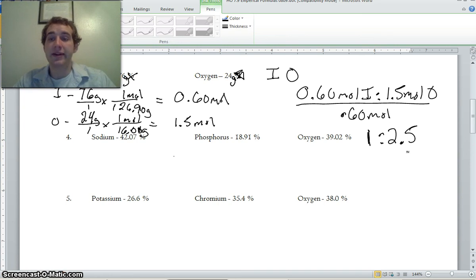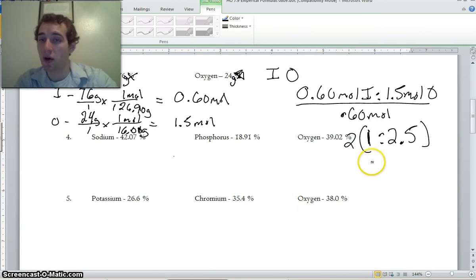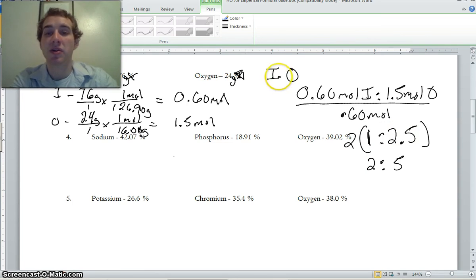All right. We do not have a whole ratio here. We've got 1 to 2.5. So we're going to multiply both sides by 2, multiply to the whole. We become a ratio of 2 to 5. The ratio is intact. 1 to 2.5 is the same as 2 to 5, but now we have whole numbers. These numbers become our subscripts. I2O5. If we had to name this, we'd call this diiodine pentaoxide.